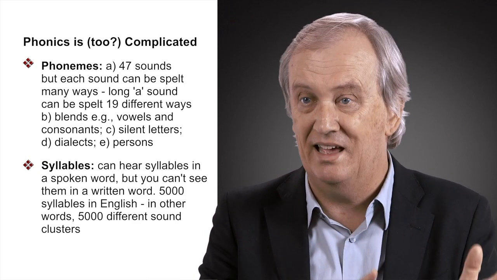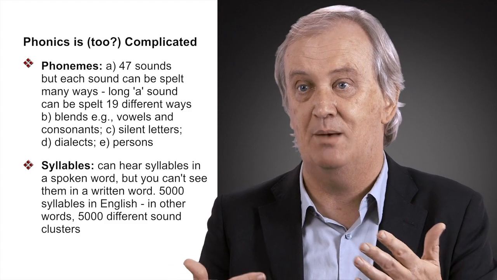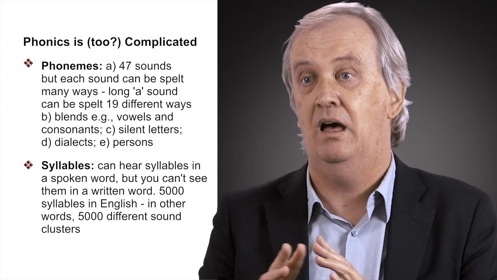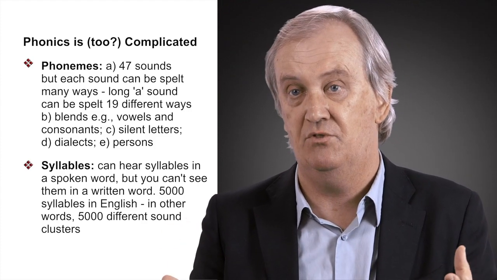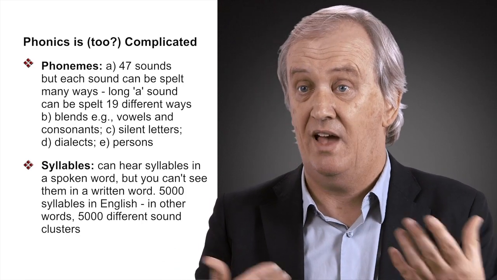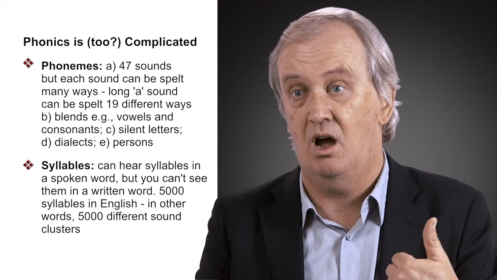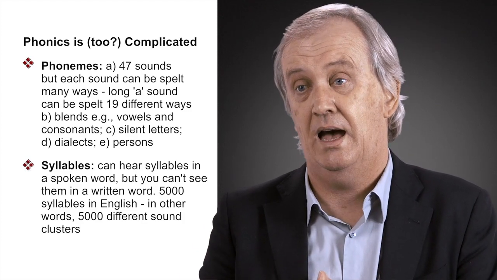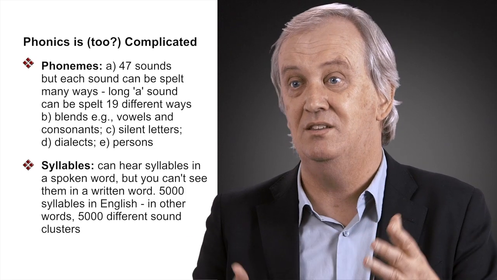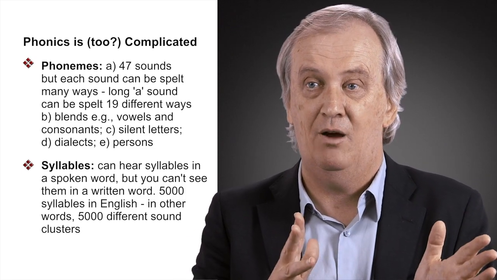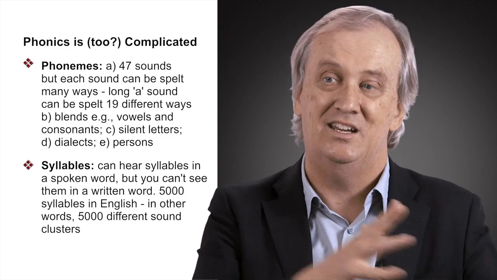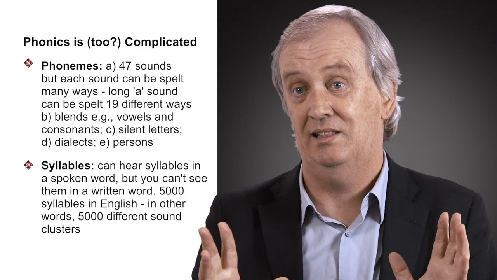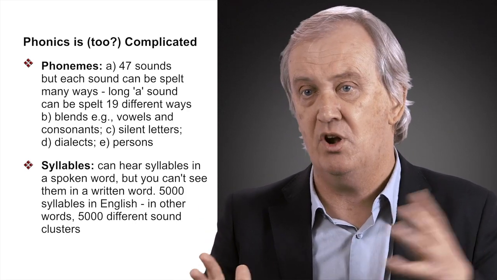So in other words, particular sounds can be represented in letters in a large variety of ways. For example, the A sound in ate, in steak, in veil, in obey. That's the A sound, and it's spelt in these very different kinds of ways. We also have blends, vowels and consonants, which stick together in peculiar kinds of ways. We have silent letters, but also across different dialects, we have quite significant differences in the way in which a word which is written the same way is sounded out differently. And of course, from one person to another, we have different ways of speaking which are subtly different. So it's very, very complicated.